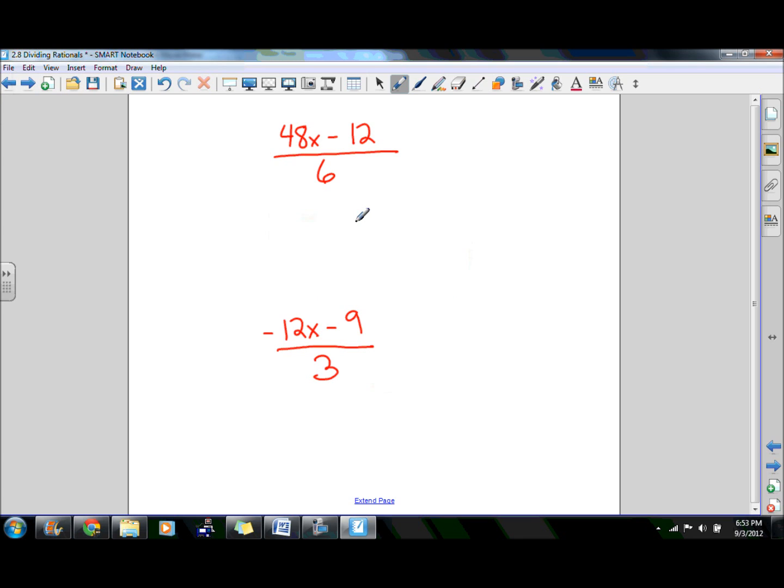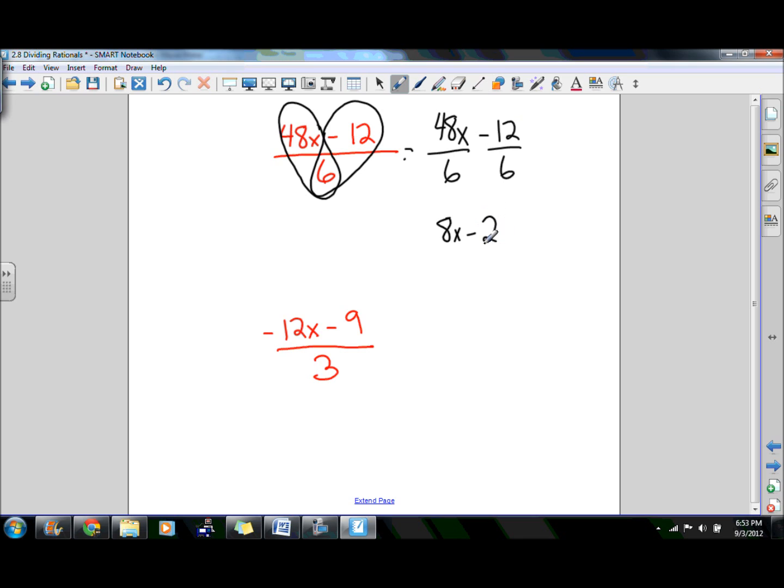So on these problems here, I'm going to use the heart method. I'm going to draw in this. Make sure you keep this symbol with the second number. There, that was pretty good. That's about as artistic as I can get. So I get 48x over 6, negative 12 over 6. 48 divided by 6 is 8 with an x. Negative 12 divided by 6 is negative 2. And kaboom, kaboom.